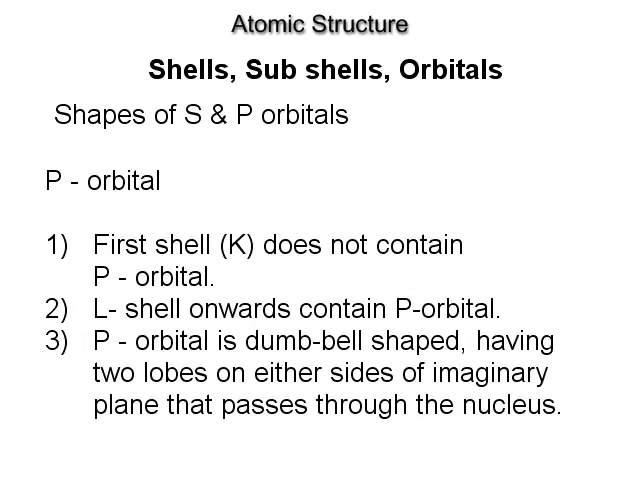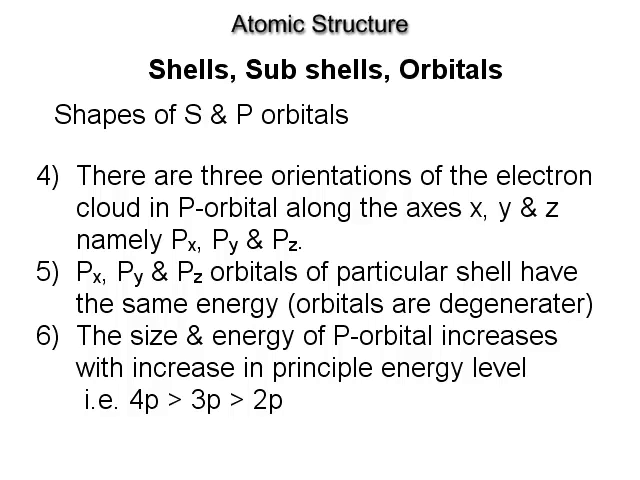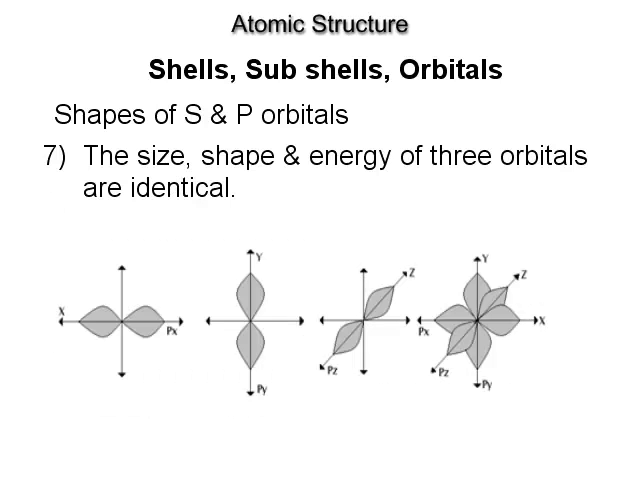p orbital. The first shell K does not contain a p orbital. The L shell onwards contains p orbitals. The p orbital is dumbbell shaped, having two lobes on either side of an imaginary plane that passes through the nucleus. There are three orientations of the electron cloud in the p orbital along the x, y and z axes, namely px, py and pz. The px, py and pz orbitals of a particular shell have the same energy; the orbitals are degenerate. The size and energy of the p orbital increase with increase in the principal energy level, that is, 4p > 3p > 2p. The size, shape and energy of the three orbitals are identical.